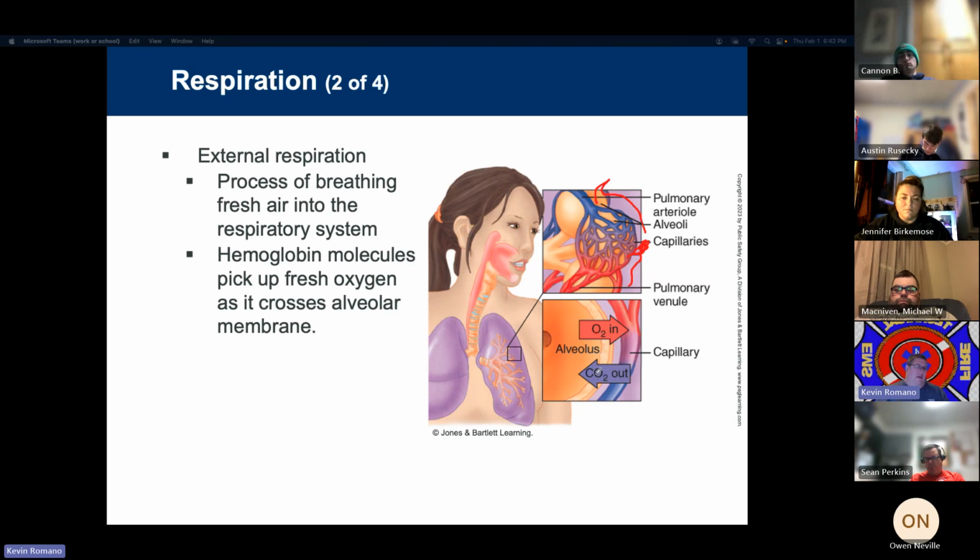The alveolus here, in and out through diffusion. Remember, area of greater concentration to lesser concentration, so everything equals out on both sides. This is how we get that homeostasis. All right.